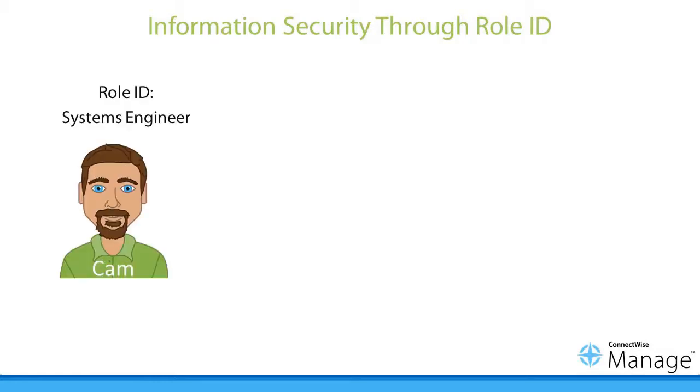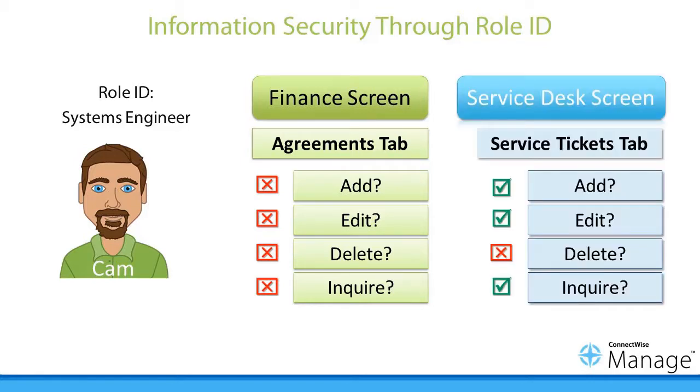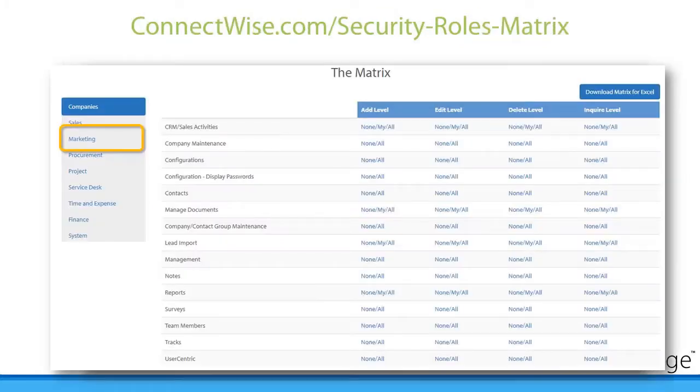In this example, Cam's role ID is Systems Engineer. We set it up so that his role does not have permissions to add an agreement, edit, delete, or inquire about one. However, Cam does have more permissions on service tickets. He can add and edit a ticket, but he cannot delete one. The Inquire permission allows Cam to see the tickets. In order to add or edit, the Inquire level has to be checked. For more information, go to ConnectWise.com Security Roles Matrix.